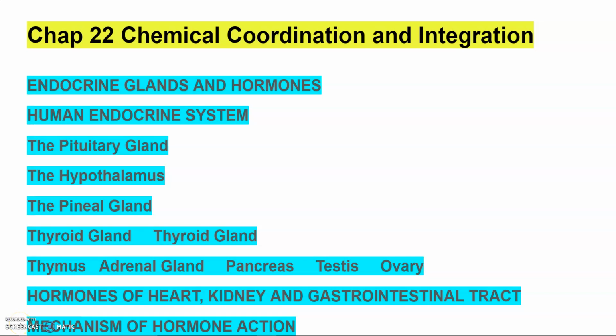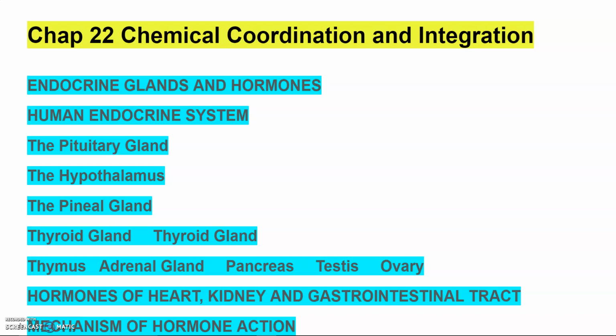Good morning. Today we are starting with chapter 22, Chemical Coordination and Integration. Previously we have discussed the neural system and how it coordinates with the various organs. Neural coordination is actually very fast, but it is short-lived because the nerve fibers do not intervene in the cells of the body, and cellular functions need to be continuously regulated.